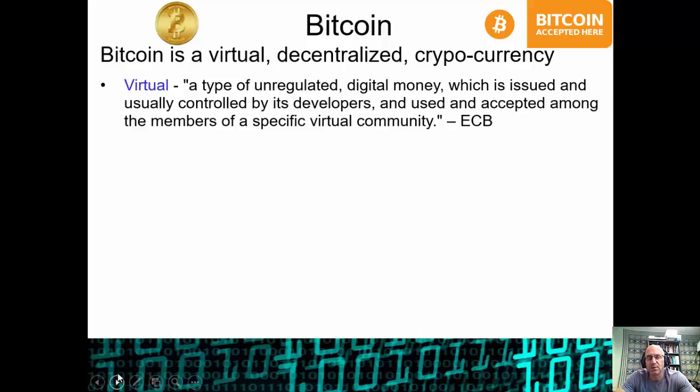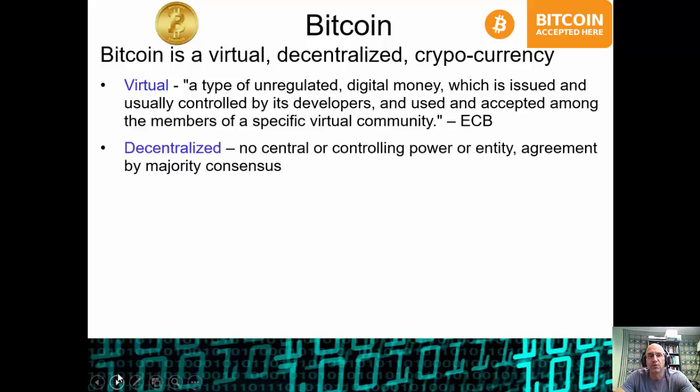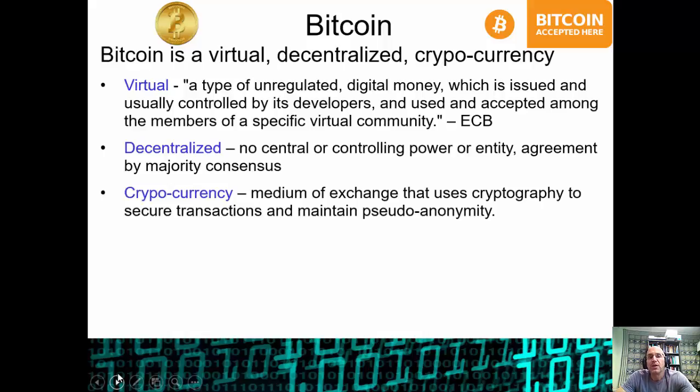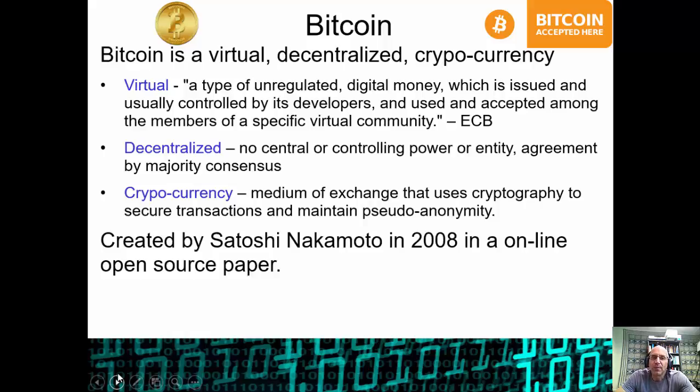This is the definition from the ECB, which is the European Central Bank, and it's pretty good. So the key here is that there's no physical quantity. It completely exists in digital form. Decentralized means that there's no controlling power, and it essentially exists by agreement of majority consensus. So if you think about the United States, the Fed controls the dollars. In Europe, the ECB controls the euro. There is no one that controls a decentralized currency. And a cryptocurrency is a medium of exchange that uses cryptography to secure transactions and maintain anonymity or pseudo-anonymity.